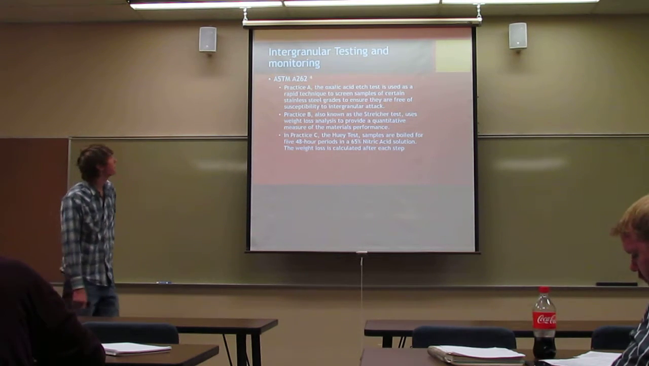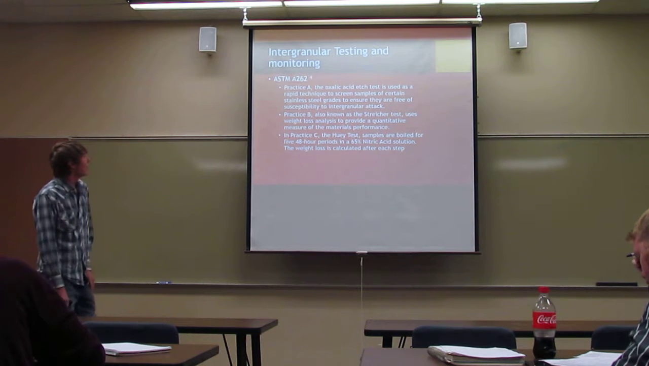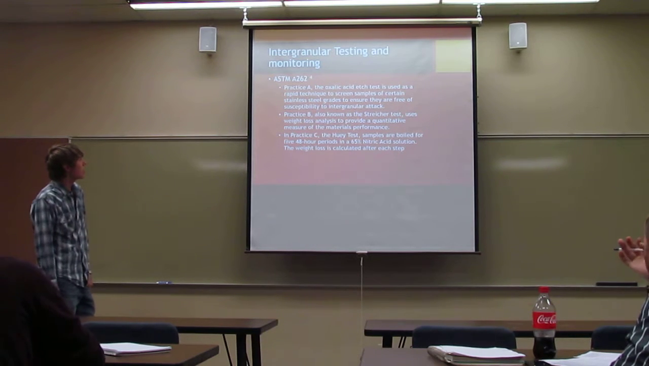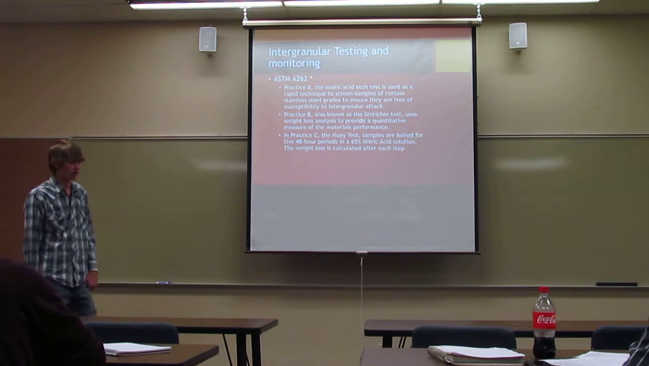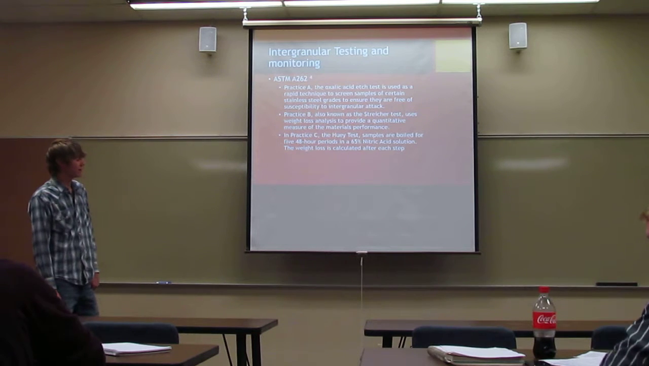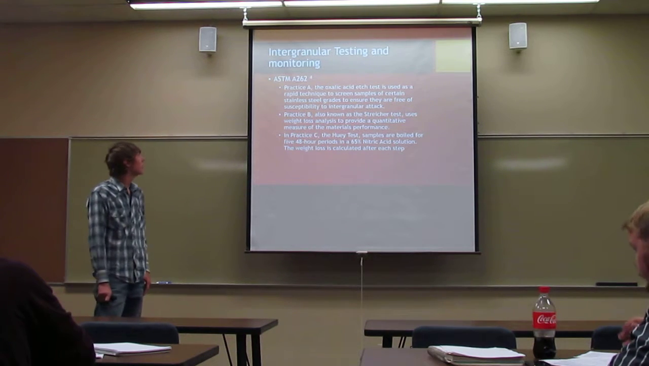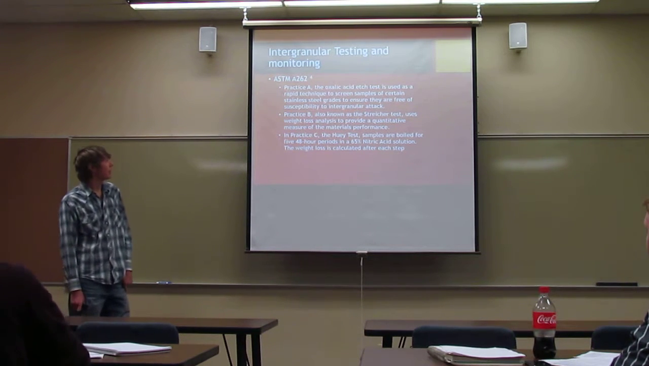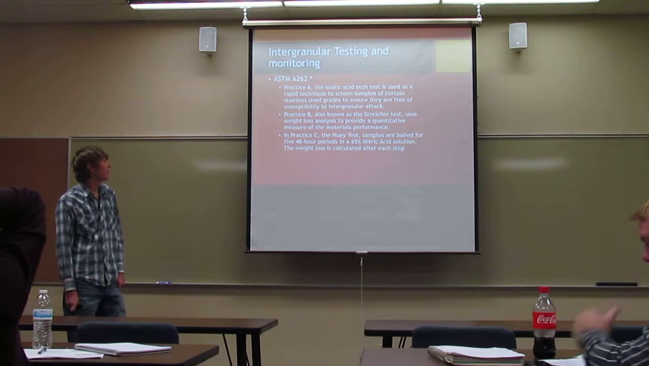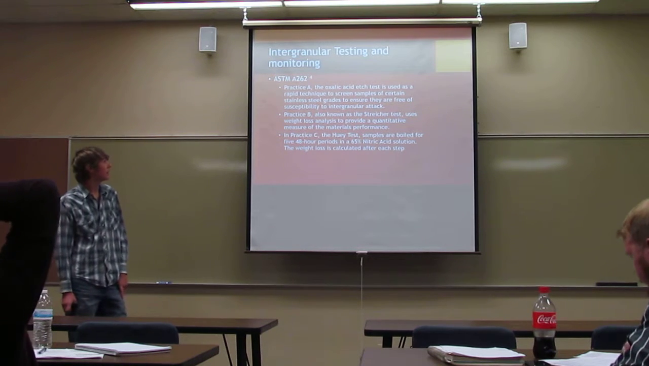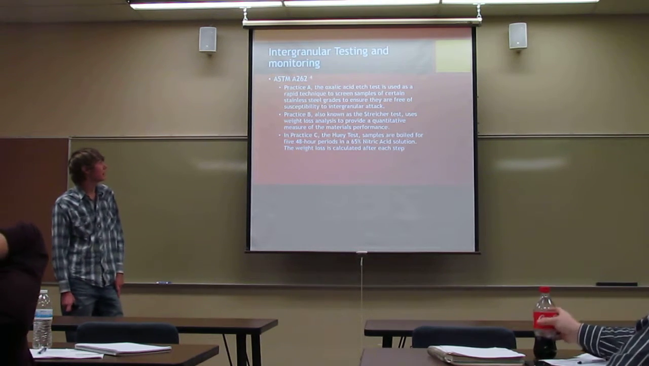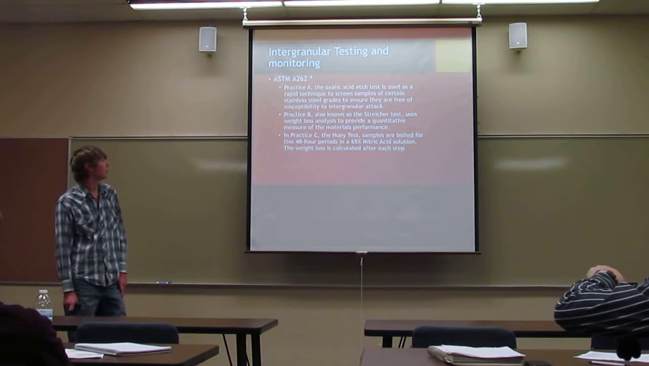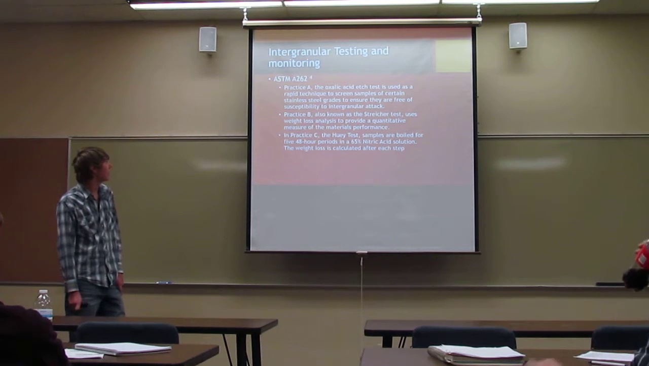Testing methods is ASTM A262. I think there were 6 parts, but I just did practice A, B, and C. In practice A, the acid test is used as a rapid technique to screen samples of certain stainless steel grades to ensure they are free of susceptibility to intergranular attack.